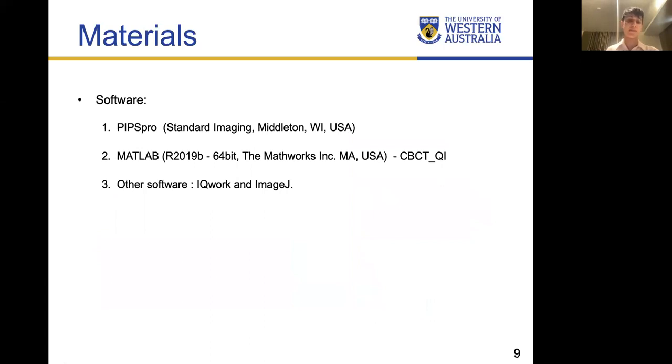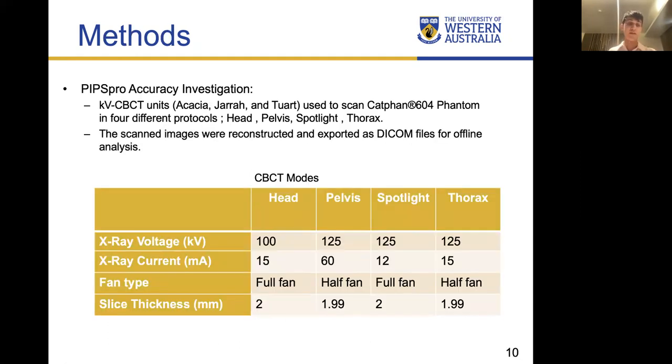Software used in this study: BIPS Pro, to investigate its accuracy; MATLAB, to develop the software; other software to validate the result, IQ Works and ImageJ. Method to investigate the accuracy of BIPS Pro: 3 units were used to scan the Catphan phantom in 4 different protocols: head, pelvis, spotlight and thorax. The scanned images were reconstructed and exported as DICOM files for offline analysis.